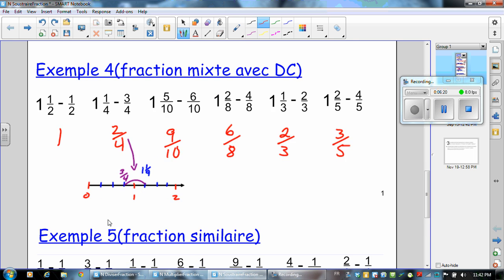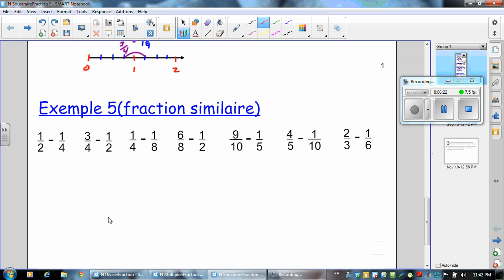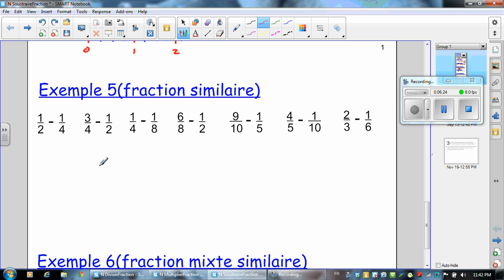Now we're going to look at the difference between similar fractions, kind of like what we did in addition. Here you have to use equivalent fractions to resolve this. So here this is 2/4. The difference between 1/4 and 2/4 is 1/4. Difference between 2/4 and 3/4 is 1/4. The difference between 1/8 and 2/8 is 1/8. The difference between 4/8 and 6/8 is 2/8.